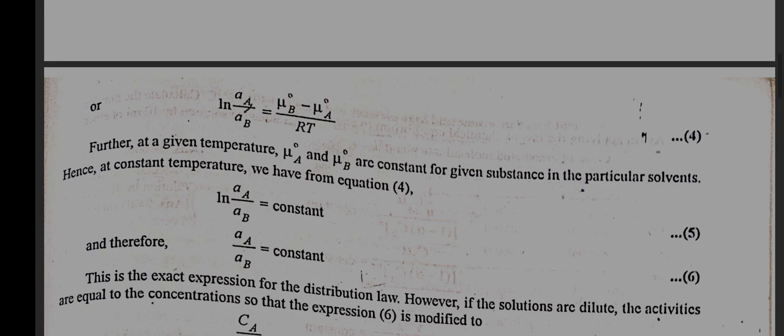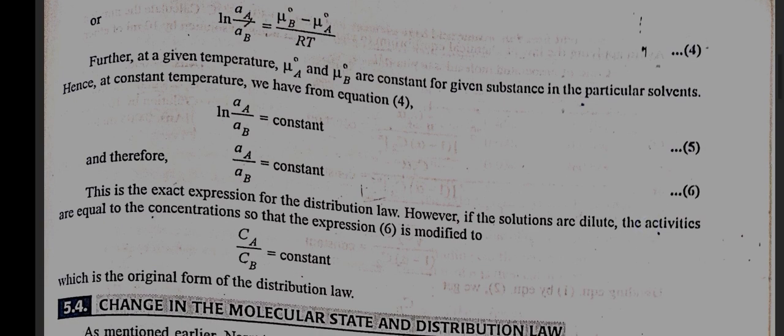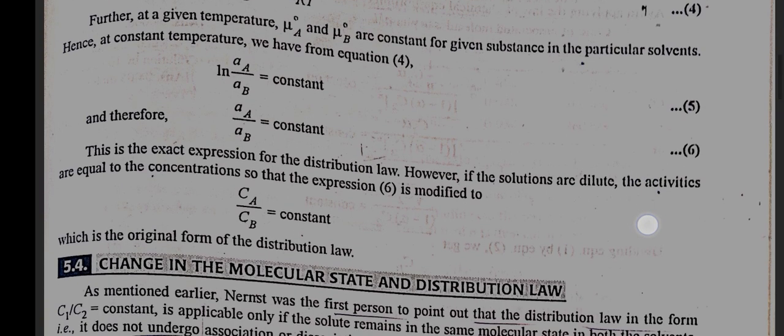Further, at a given temperature, mu naught A and mu naught B are constant for a given substance in the particular solvents. Hence, at constant temperature we have from the equation ln of activity of A divided by activity of B is equal to a constant, and therefore activity of A by activity of B is equal to a constant. This is the exact expression for the distribution law.